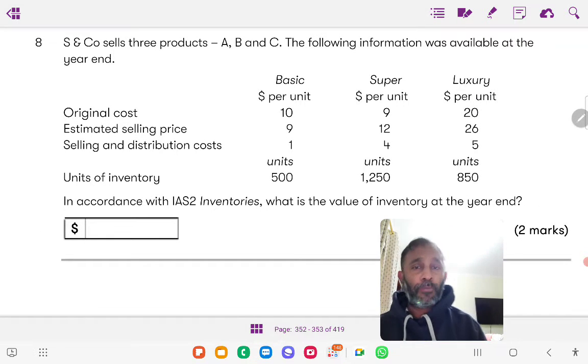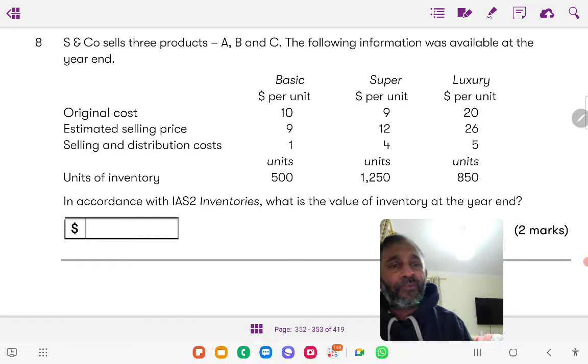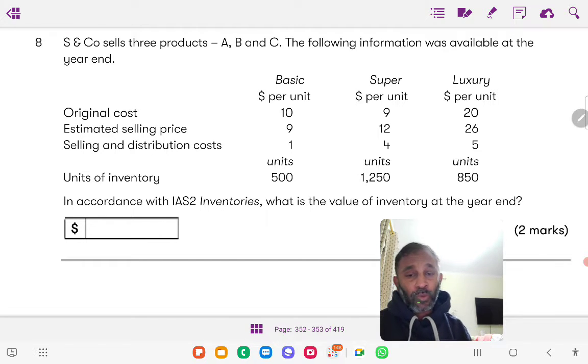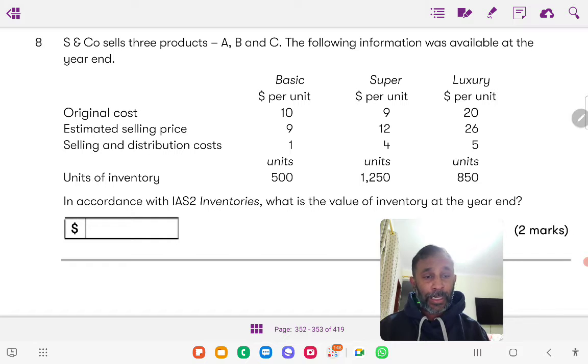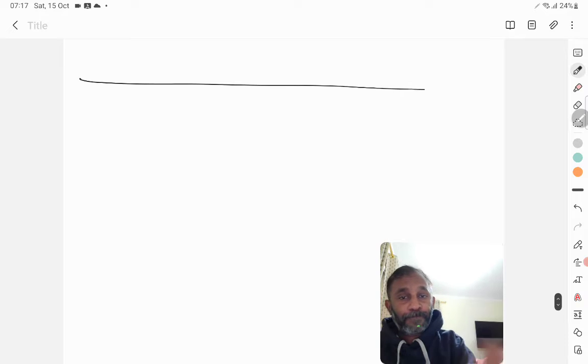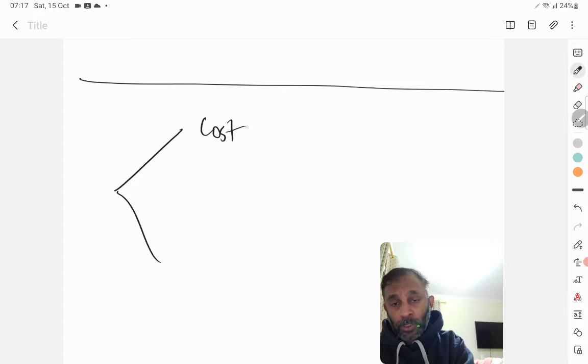S&P company sells 3 products A, B, and C. The following information was available at the year end. Original cost 10, 9, and 20. Estimated selling price 9, 12, and 26. Selling and distribution cost 1, 4, and 5. Units of inventory 500, 1000, 250, 850. In accordance with IAS 2, inventories, what is the value of inventory at the year end? Now here, what is important is that when valuing inventory, you should value either as per cost or as per NRV, whichever is lower.